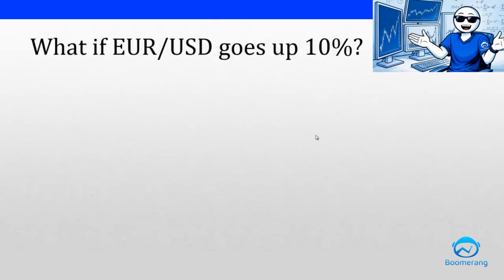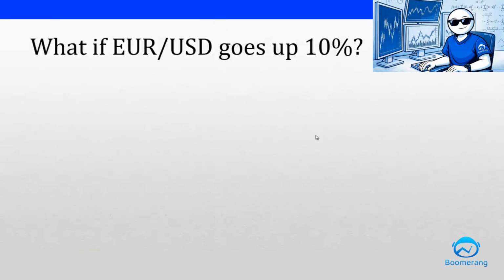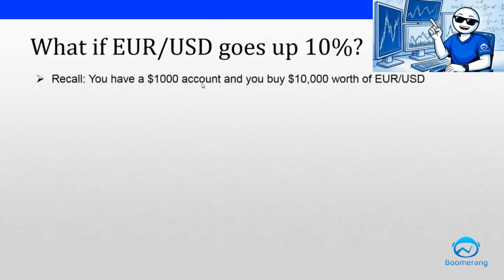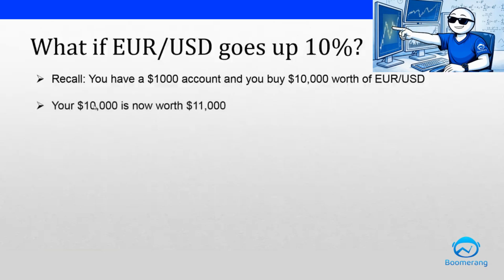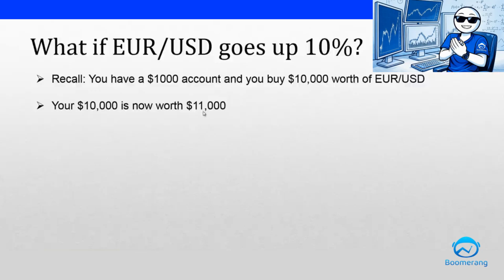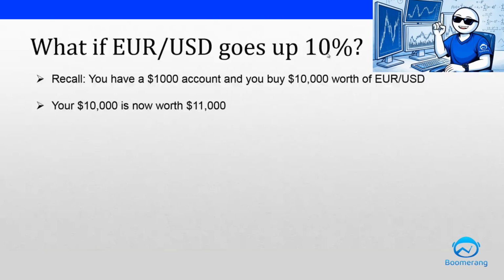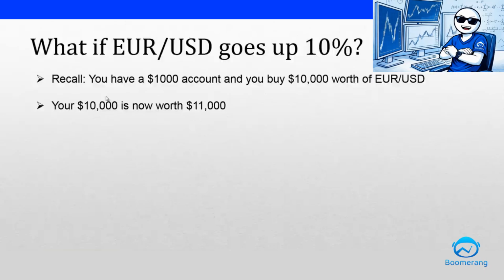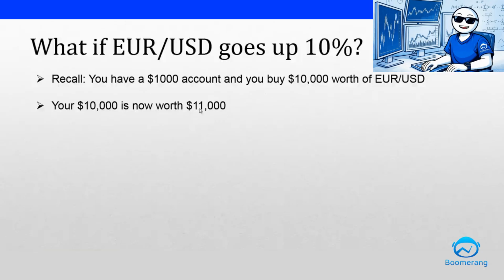Now, the question is, what if Euro USD goes up? How does leverage impact your trading? So recall you have a $1,000 account and you buy $10,000 worth of Euro USD. Your $10,000 is now worth $11,000. Why $11,000? Very simple. You just take $10,000 and multiply by 1.1 because you earn 10%, because this currency pair went up 10%. So $10,000 multiplied by 1.1 equals $11,000. Or if you look at it another way, 10% of 10,000 is 1,000. 1,000 plus 10,000 equals 11,000. That's another way to do it.